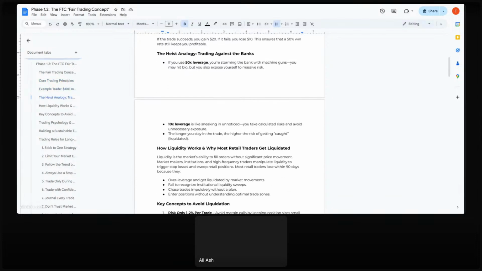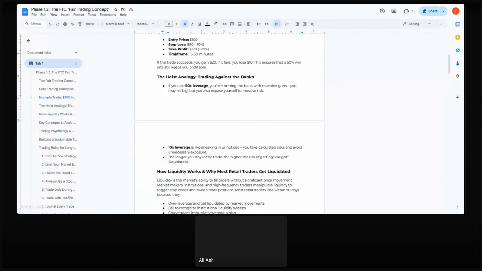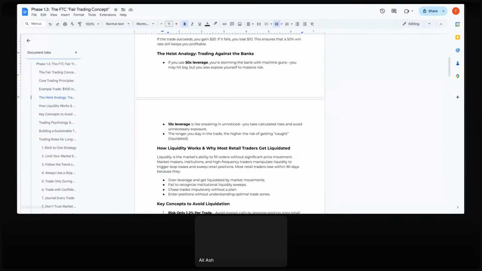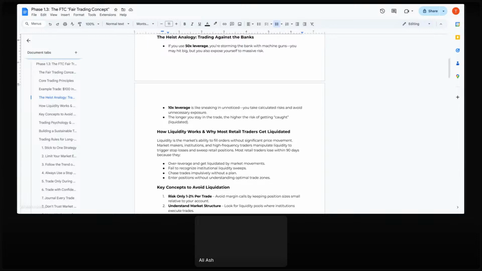This is the highest analogy of trading against the banks. If you use 50x leverage, you're storming the bank with machine guns. With 50x leverage, you have high margin, you have high capital. You're showing the bank you're coming with guns blazing, and they will go against you, and that's a massive risk. Unless you are at the very bottom of the support, you know the inside liquidity, you know the price action, you know everything about the market, you shouldn't trade with this leverage. Without that, you are just going to liquidate your account. I'm saying that twice, thrice. Don't do that. I've been there, I've done that, and I know how things work.